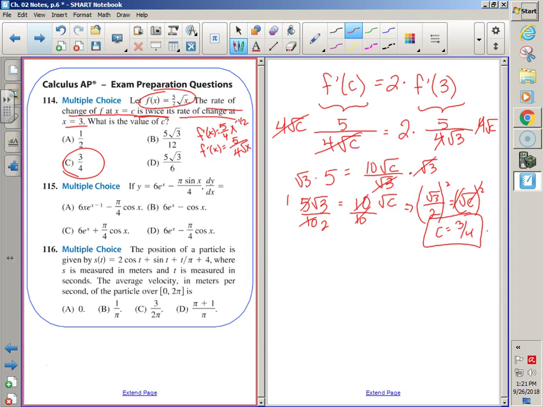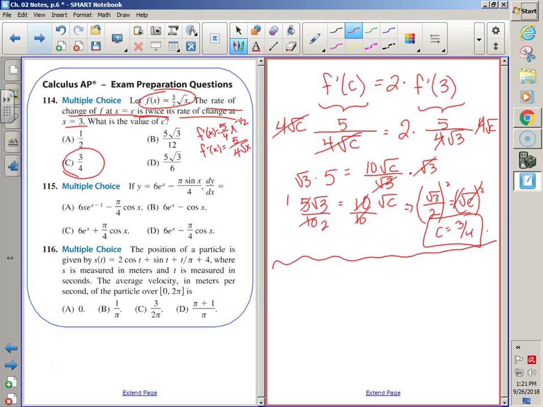How many people solved and got 3/4? How many people guessed 3/4? All of them would have gotten it right on the AP, technically, right? But hopefully our understanding will get deeper than guessing. But they would have gotten it right. But do you know how you could now get it right? Number 114. The key was, can you translate? And then, can you go find a derivative, plug it in, and solve the algebra mess that ensues?